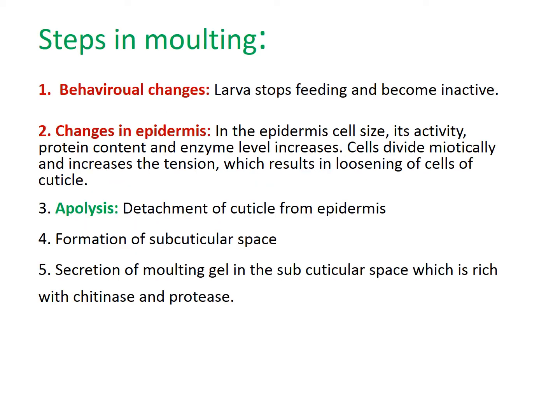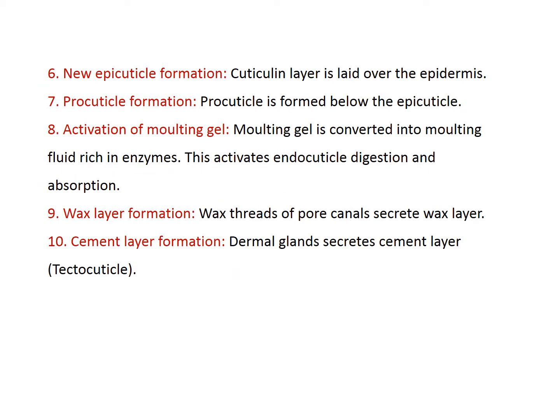Then the steps in molting. What are the different steps? One is the behavioral changes. The larva stops feeding and becomes inactive. Changes in epidermis: the cell size, its activity, protein content and enzyme level increase. Cells divide mitotically and increase the tension, which results in loosening of the cells from the cuticle. Apolysis, the detachment of the cuticle from the epidermis. The formation of subcuticular space, and secretion of molting gel in the subcuticular space, which is rich in chitinase and protease. New epicuticle formation: the cuticle layer is laid over the epidermis.